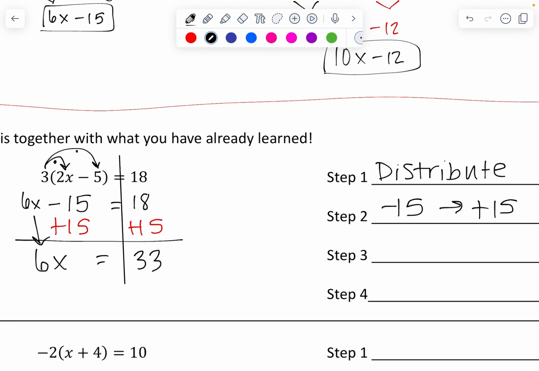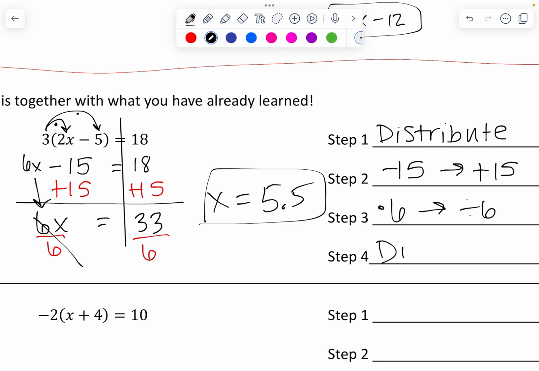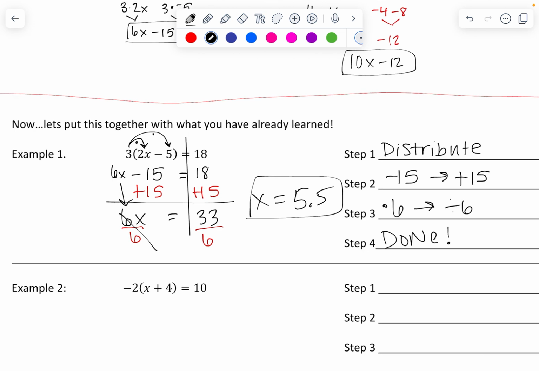And then we've got to undo that 6 times x. So instead of multiply by 6, we're going to undo it with division by 6. So divide by 6. And 33 divided by 6, if you punch that into your calculator, you should get 5.5. Okay, so instead of 3 steps, now we're working with 4 steps. So distribute first, then deal with the addition and subtraction, then multiplication and division.